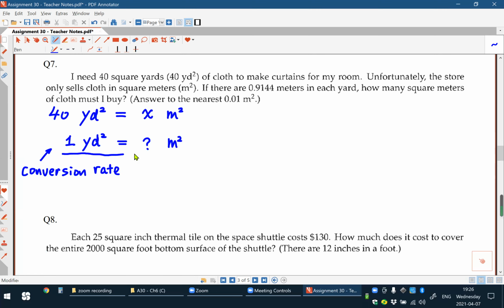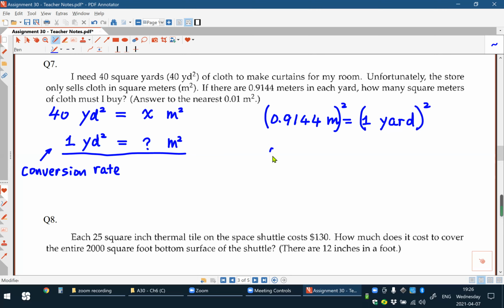So how do you find this conversion rate? We find it from the given information. We know that 0.9144 meters equals 1 yard, right? But pay attention here. This is the conversion rate between meters and yards, not square yards and square meters. So how do we find the square yards to square meters? We can simply square both sides of this equation, right?